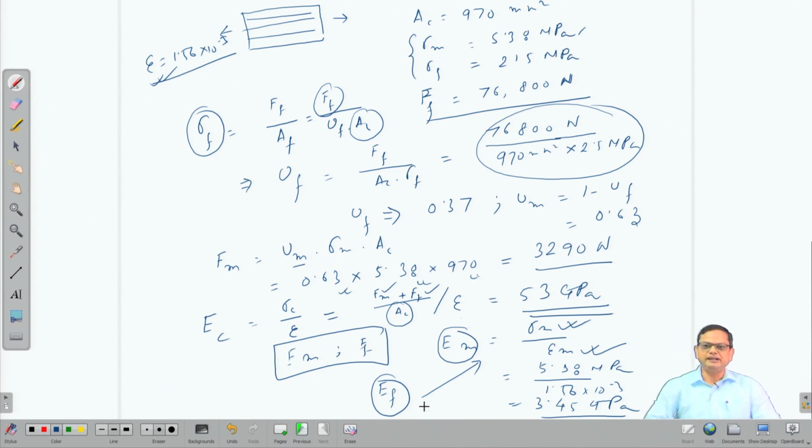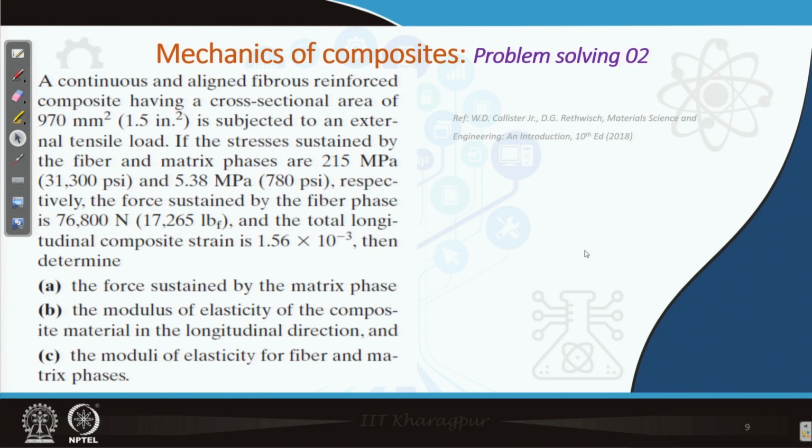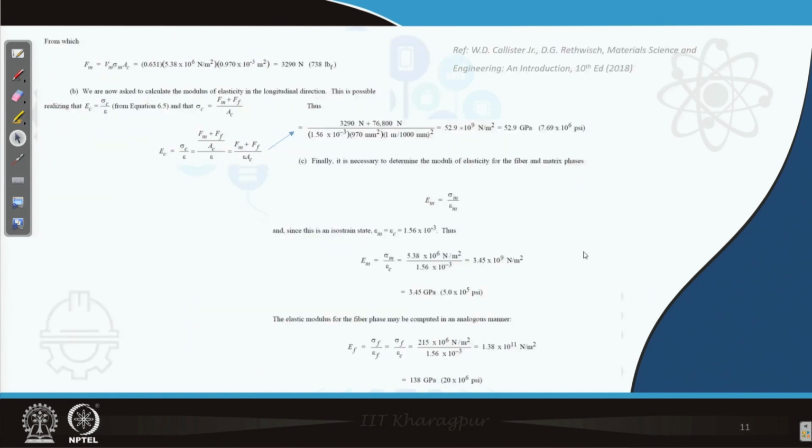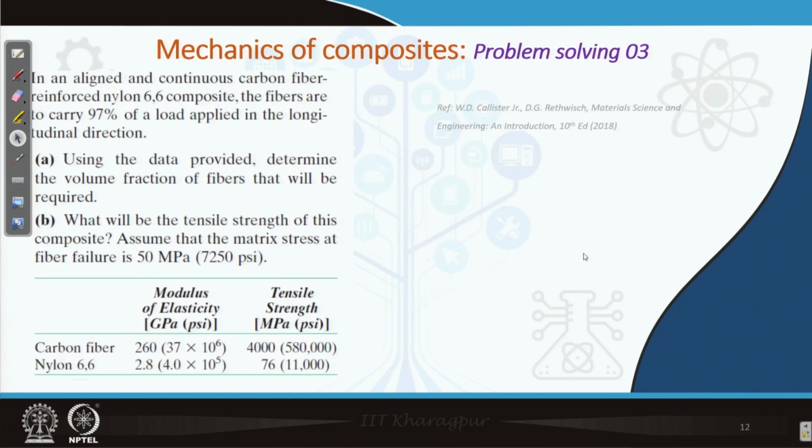Okay. Let us try to solve another problem, which would be again a little bit more difficult than the previous ones, but let us look into those problems. This problem says, let me go into this problem.